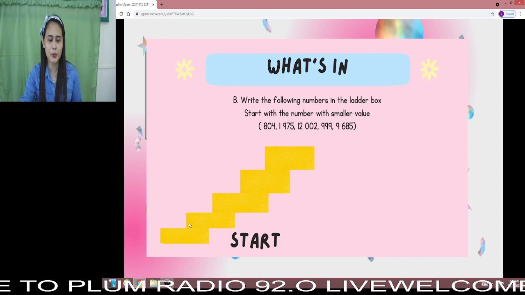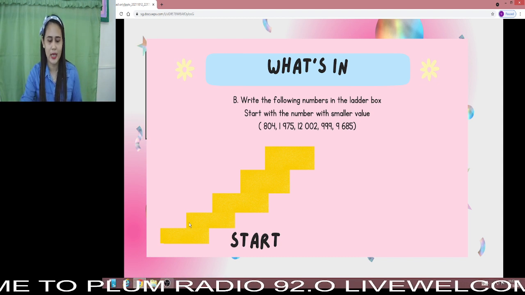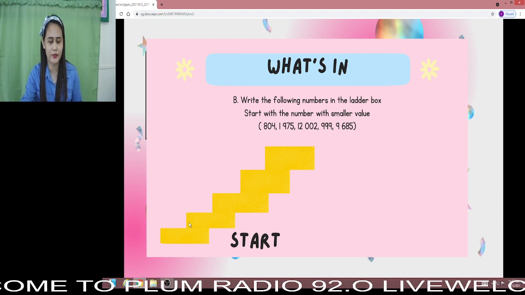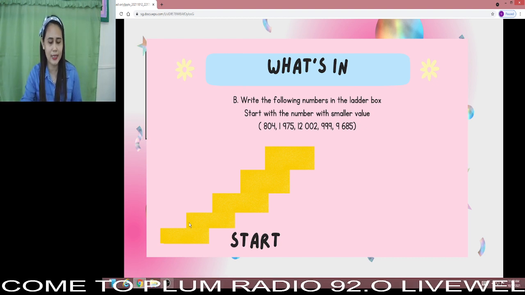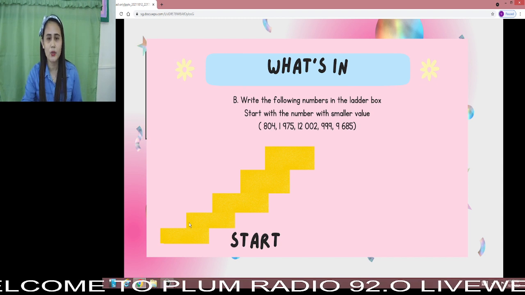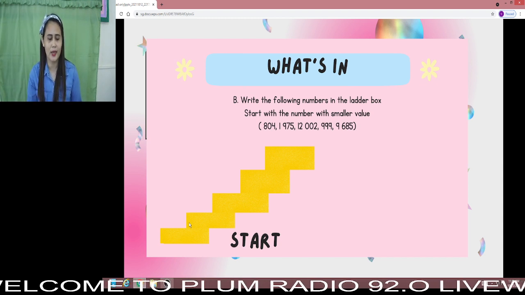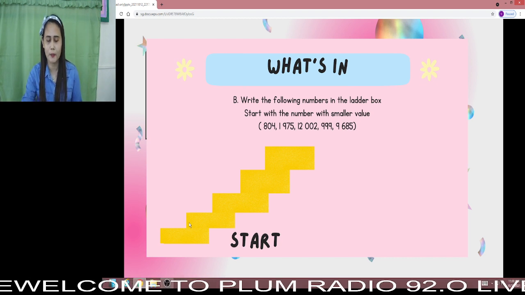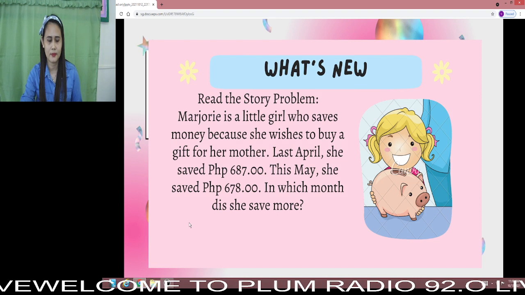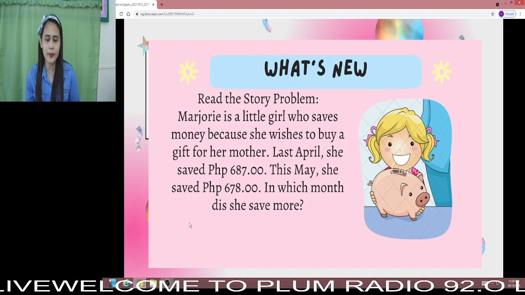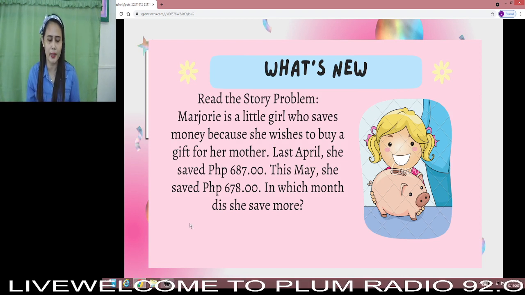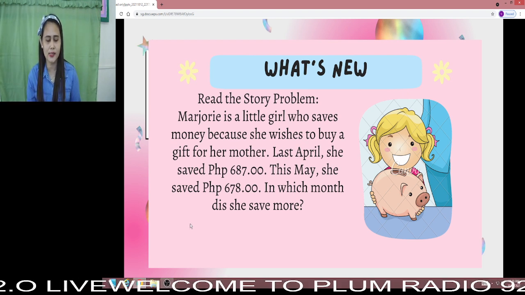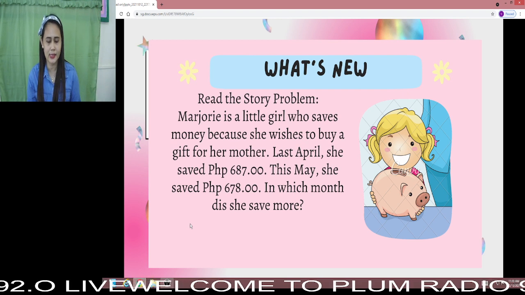So how well did you perform in our activities? If you got them all correctly, congratulations, grade 4 learners. If you didn't get a perfect score, don't worry, it's okay. Don't feel bad. Just proceed to the module and learn more. This time, we will be comparing and ordering numbers up to 100,000. Let us start the lesson with the help of this story problem.